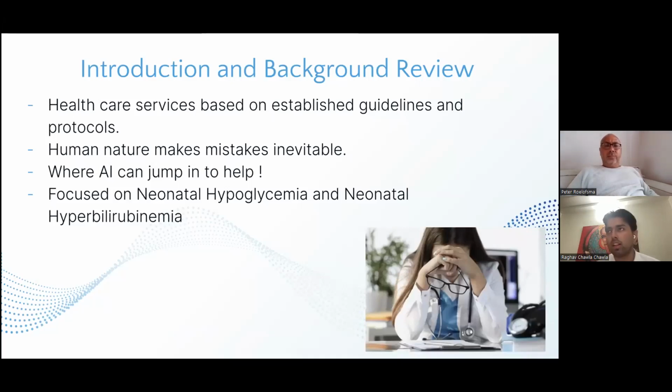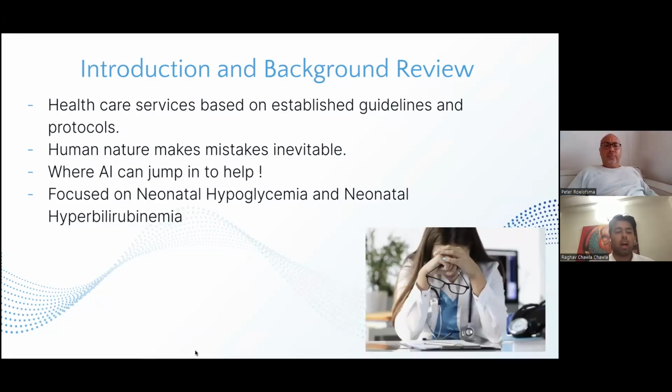And this can affect healthcare. It can make healthcare suboptimal, and it can even sometimes compromise patient safety. And so that's why it's important that we find a solution where this problem can be prevented and we can adhere to these guidelines as accurately as possible.